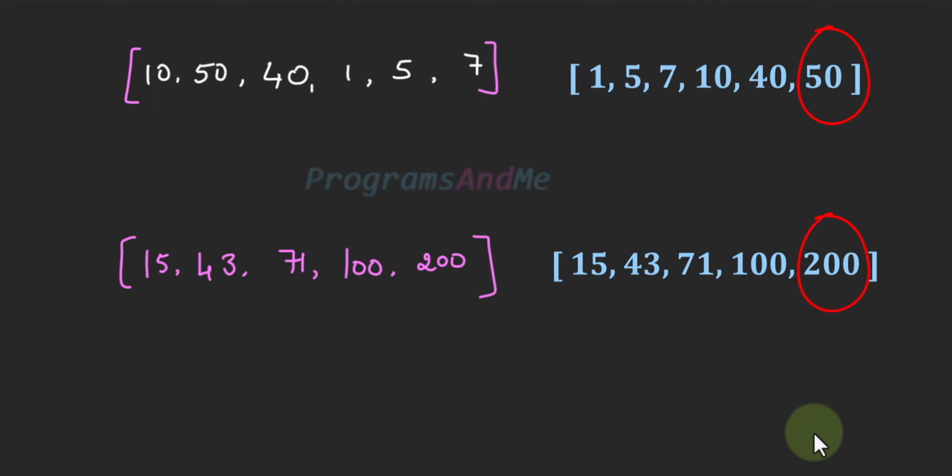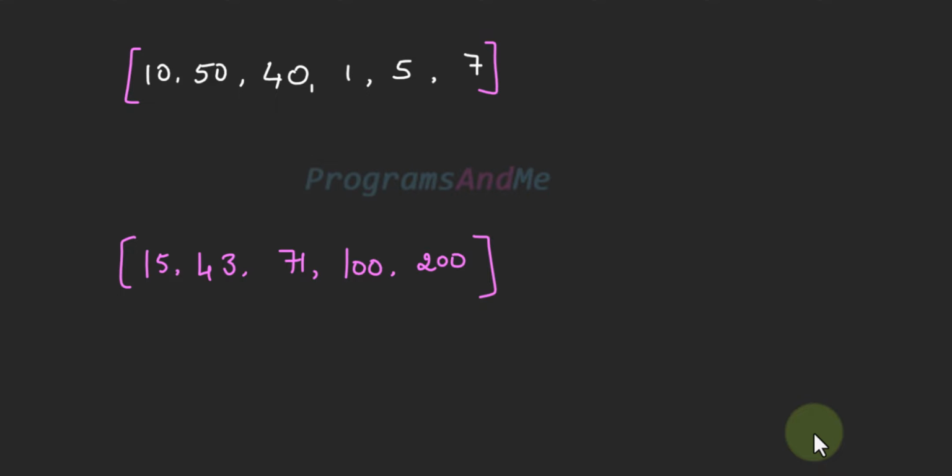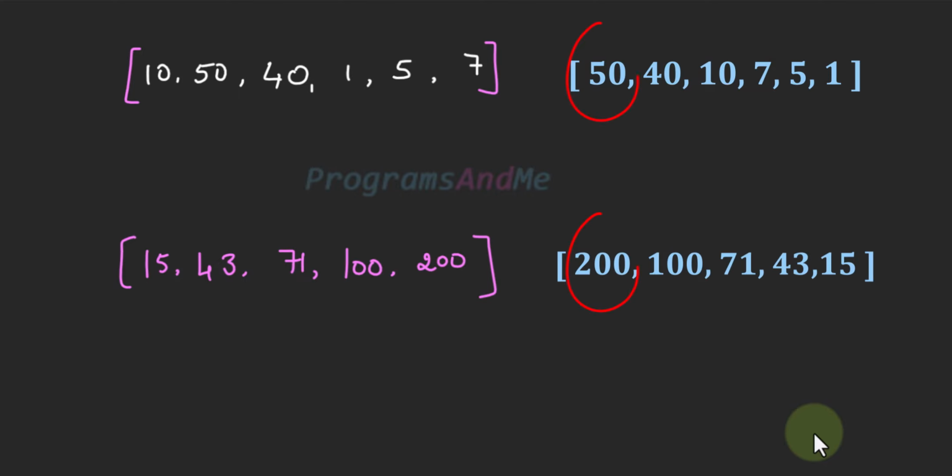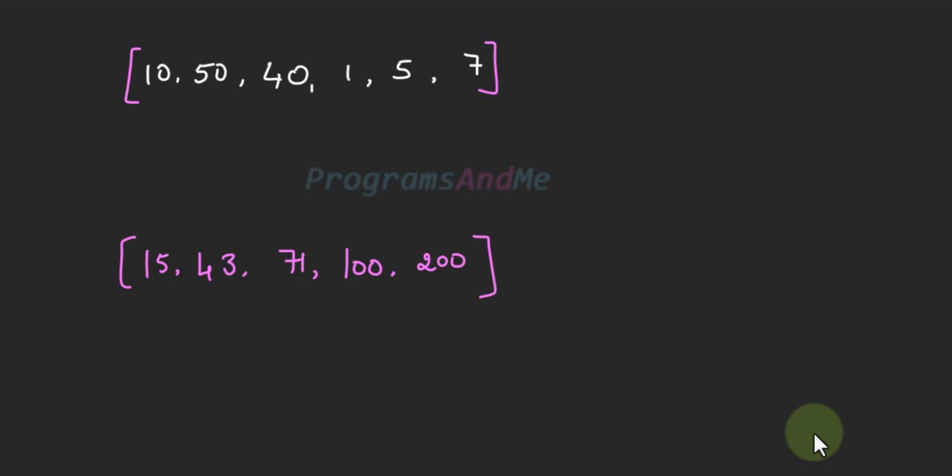We can also sort the list in the descending order. Then the first value of that sorted list will be the largest number present in that list. So we can print that result. So here we are using the sorting method to find the largest number in the given list.